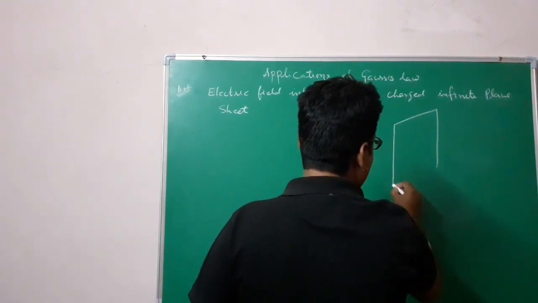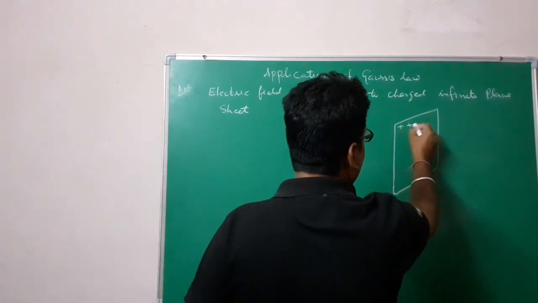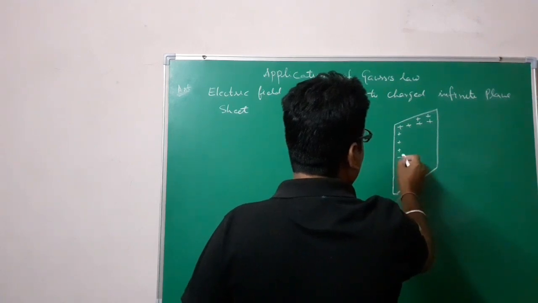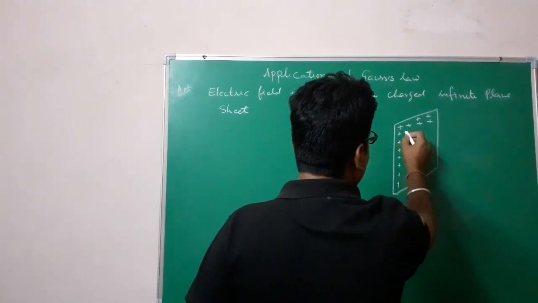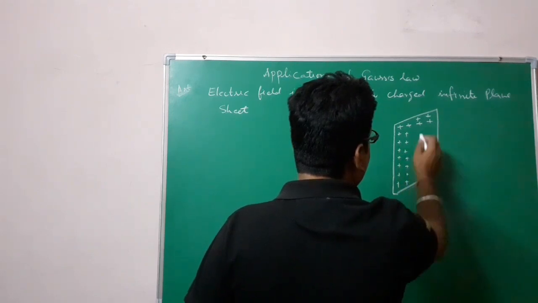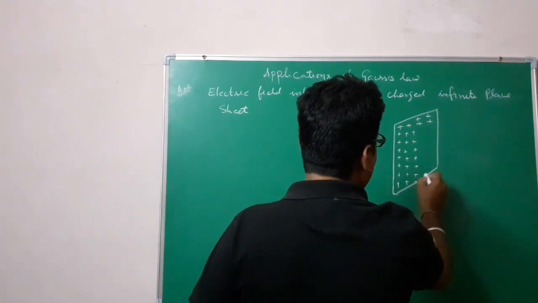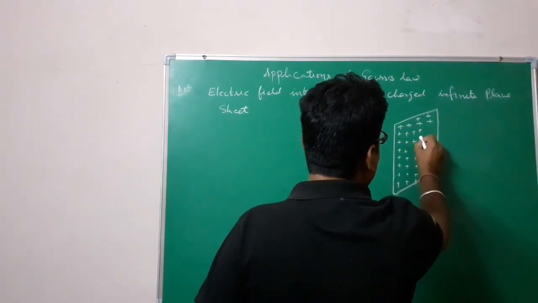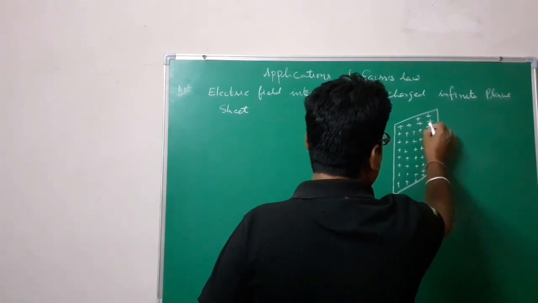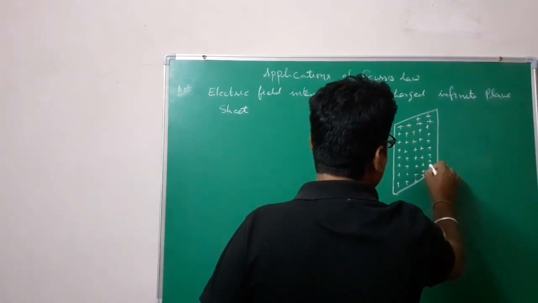This is a plane sheet in which charge is distributed. Yes students, I had already discussed that charge is distributed in 3 types: either along a length or wire, or along a sheet, or in volume form, that is, in the form of a cuboid. So this is a sheet.